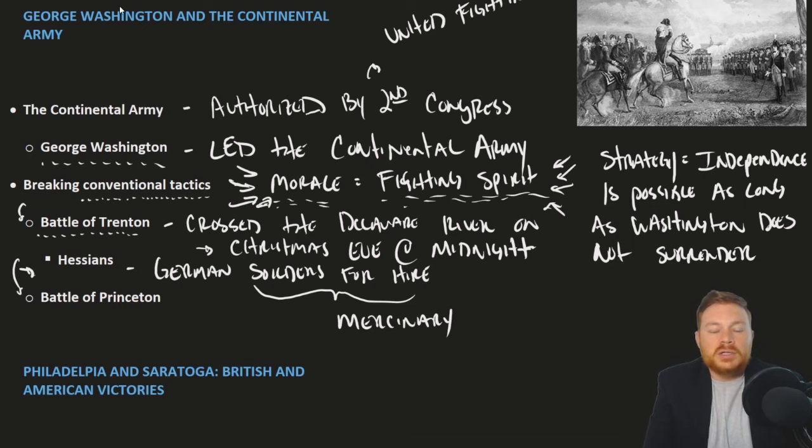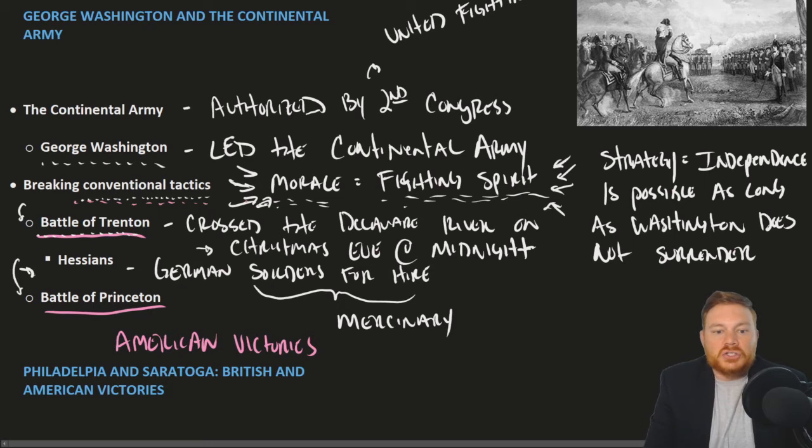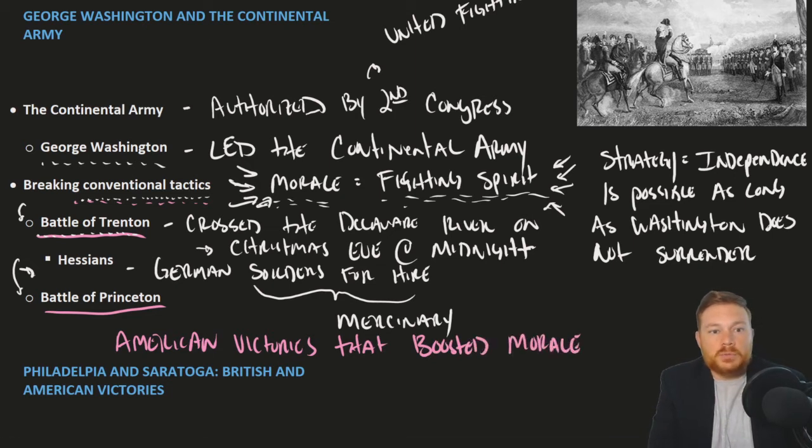So both of these, the Battle of Trenton, we'll just mark the Battle of Trenton and the Battle of Princeton, were American victories that again used unconventional tactics, so not just two armies fighting on a battlefield, but surprise attacks, fighting during the winter, etc. American victories that boosted morale.